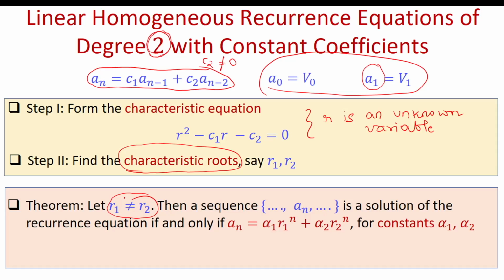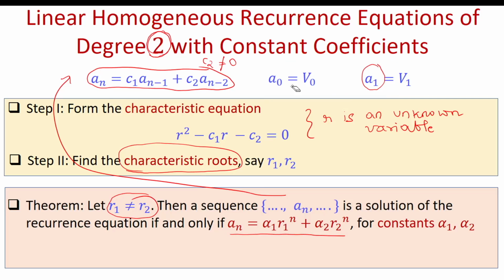Now, if we are in this case, then we can prove the following. We can prove that any sequence which is a solution of the recurrence equation that is given to you will be of this form. Okay. So for the moment, imagine that these initial conditions are not given.